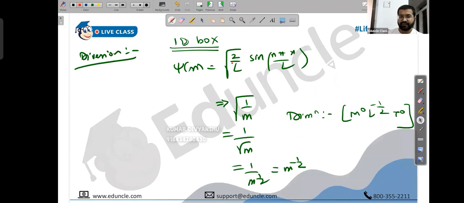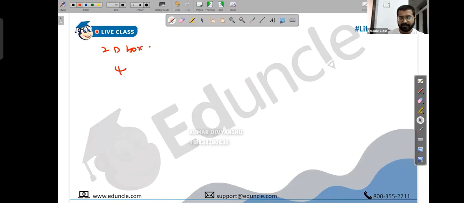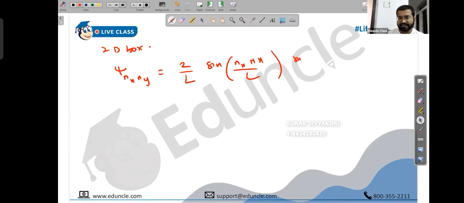In one of the IISc papers, they have asked this question. Dimension of the wave function, I think it's 3D. That was the question probably. Okay. 2D box. So in the 2D world, people, when we write the wave function with nx and ny, we have actually 2/L into sine(nxπx/L) and then sine(nyπy/L). If you remember root of 2/L, that actually becomes 2/L there. So this again does not have any dimension.